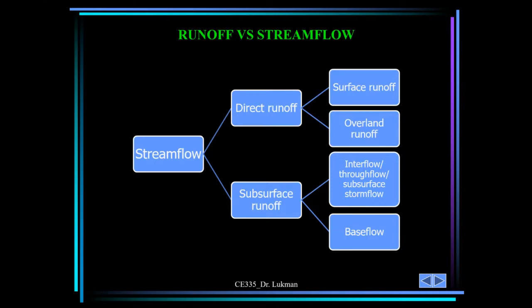Stream flow is usually obtained by two things: direct runoff and subsurface runoff. These two combine to form stream flow. The direct runoff is from the surface, that is the surface water flow. Then the subsurface runoff is from the groundwater flow, or what is called the through flow or return overflow. This we will explain later.